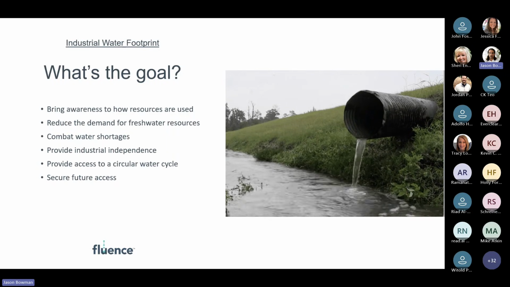Well, making us aware of how we're using resources can help reduce the need for freshwater intake at these industries. It can also help us plan ahead for future years and plan expansions by identifying and combating potential current or future water shortages ahead of the game. But more importantly, it allows factories and industries to take control of the situation and provide their own internal independence.